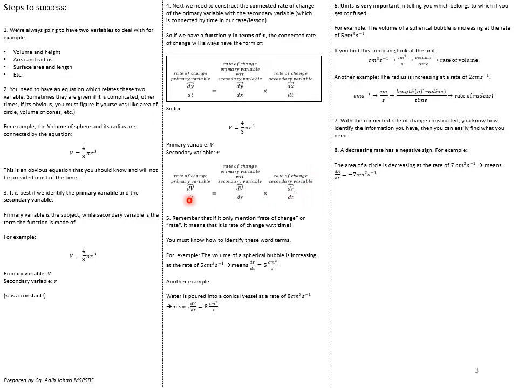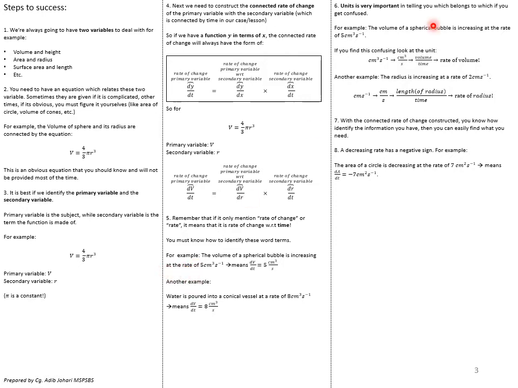Okay, so you just memorize this position. Primary variable, then primary with respect to secondary, multiplied by the secondary rate. Then you have the connected rate of change. Done. So number 5 again. Remember that if it only mentions rate of change, or rate, it means rate of change with respect to time. For example here, the volume of a spherical bubble is increasing at the rate of 5 centimeter cube per second. So rate means, if it doesn't say anything else after that, with respect to time.